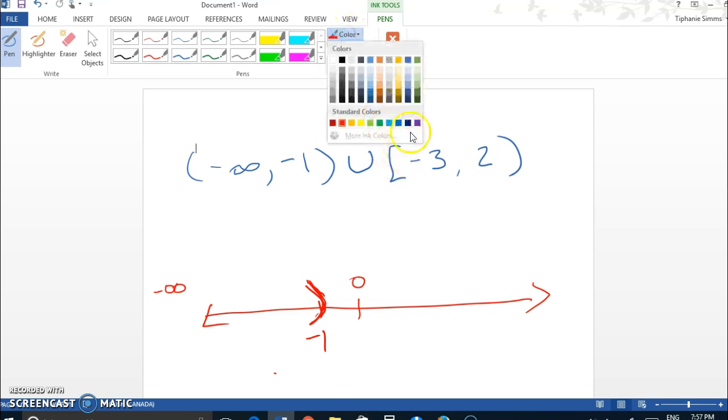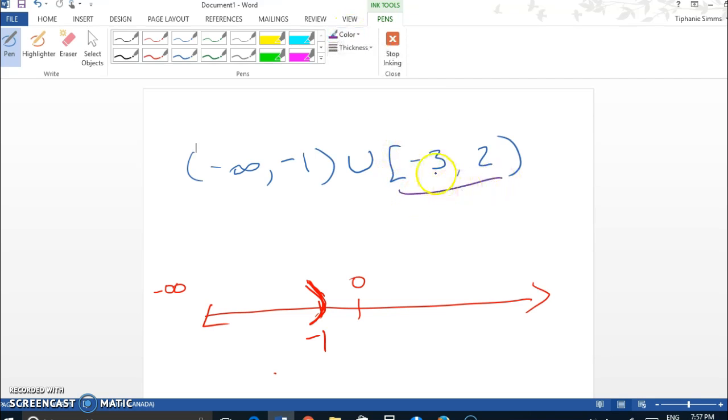Next, I'm going to change my color, and I'll graph this second interval right here, negative 3 to 2. So here's negative 3. I'm just using the same brackets that are given to me in the question. Okay, so I know this one is a square bracket on negative 3, and I'll put 2 up here. This is obviously not to scale. Okay? So U is union.